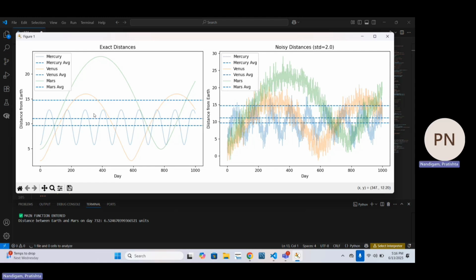So what about when there is noise with standard deviation 2.0? Still, Mercury remains closest, as you can see. I used transparency to make overlapping lines easier to interpret and added average markers for clarity.